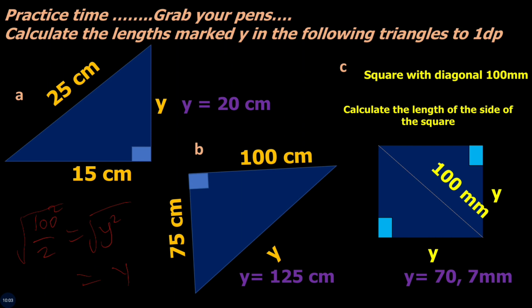So there you go, guys. That's how you could apply the theorem of Pythagoras. Step 1, identify which side is the hypotenuse. Step 2, write down the theorem of Pythagoras in terms of the squared sides. Step 3, substitute the known values and work out the unknown value.